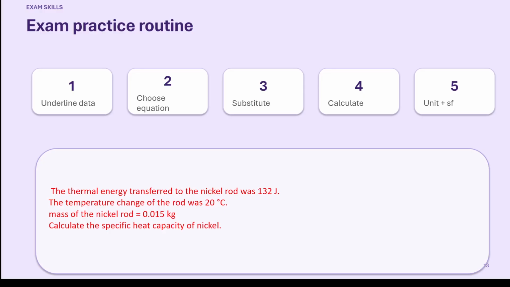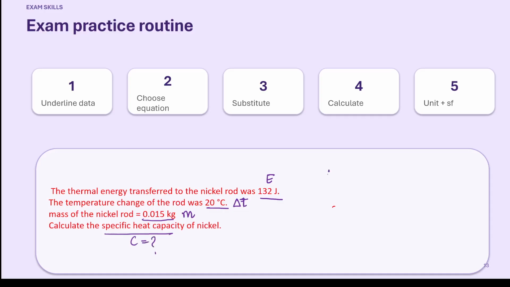Now, always when you get an exam data question that has some numbers, this is how you should do it. I've written this, so let's just do number 1. What is it asking us? Underline the data. Let me use a different color. 132 joules is the energy transferred. Temperature change is 20 degrees Celsius. Mass is 0.5 kg. Calculate the specific heat capacity.